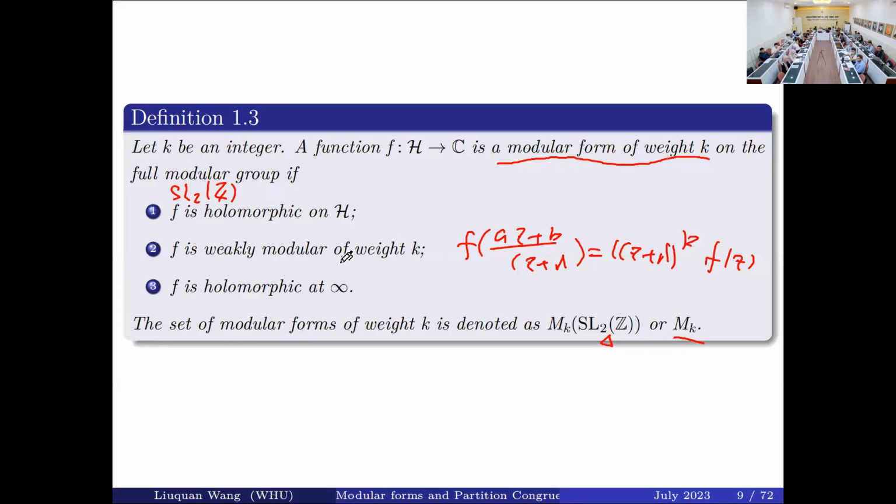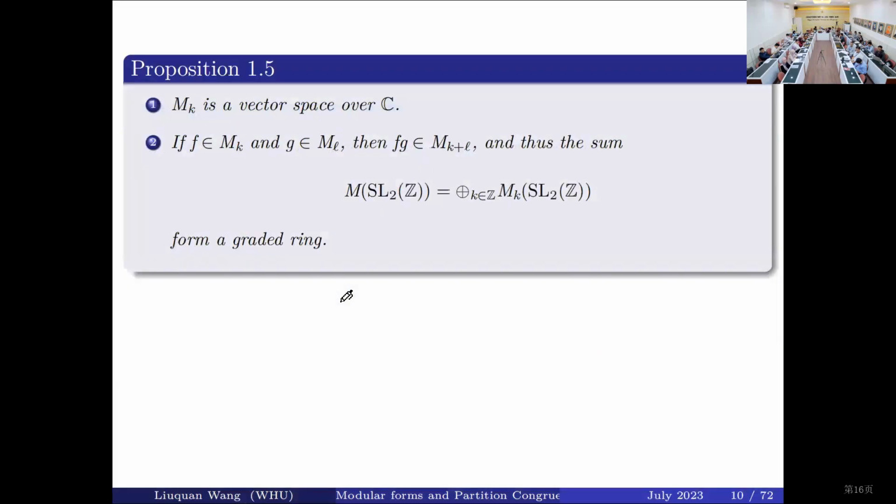So the key difference between modular forms and modular functions is that we require it to be holomorphic on H and holomorphic at infinity. This is the key difference. And we have some well-known facts. First, the space of modular forms is a vector space. And second, if f is a modular form of weight k and g is a modular form of weight l, then the product of f and g is a modular form of weight k plus l. This fact is also easy to verify using the definition, so I will omit the details.